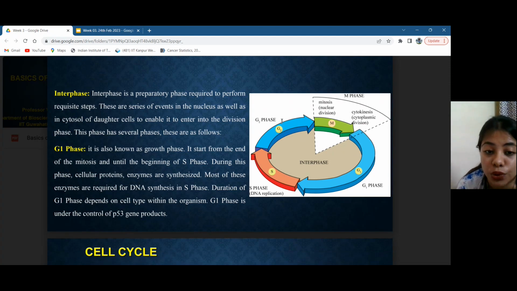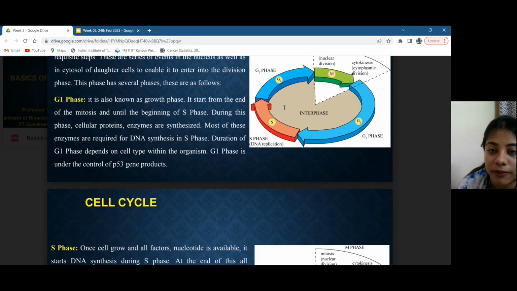and it is very much under the control of p53 gene products, which, as we have discussed, are considered the guardians of the genome, because they operate at these very crucial checkpoints and ensure that a cell only divides when it is healthy, when its genetic material and the cell overall are healthy.